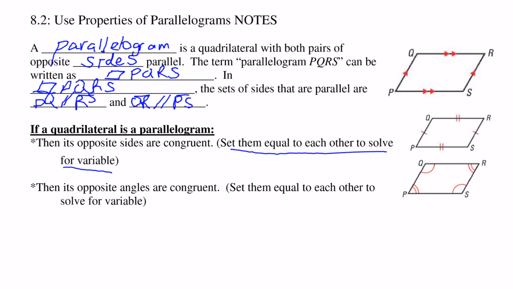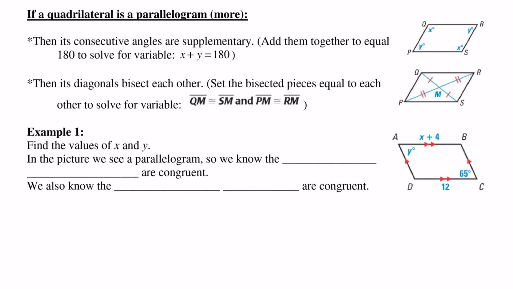The same thing is true of the opposite angles. So each pair of opposite angles will be congruent. And again, if they give us some different pieces with them, we can set them equal and then solve for that variable. So we've got 2 more characteristics of a parallelogram. This one is a little bit different. Your consecutive angles are supplementary, and that's the part you've got to remember. So we can add the pairs of them together to equal 180 degrees.